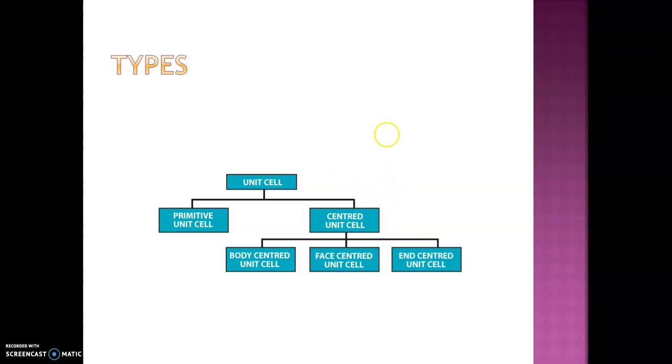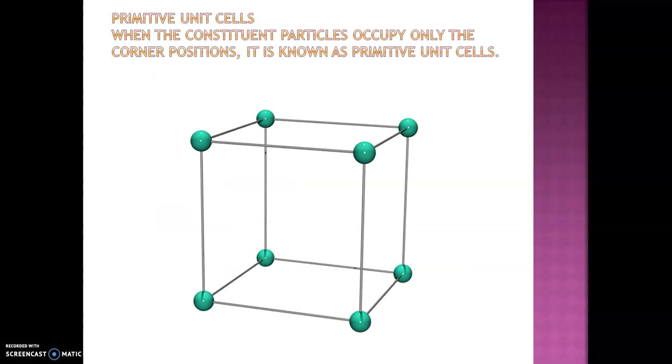The major classification you can see: unit cells are classified as primitive unit cell and centered unit cell. We'll see what primitive and centered are. Centered unit cells are further classified as body centered, face centered and end centered. These are not the exact types. There are so many other types that we'll discuss.